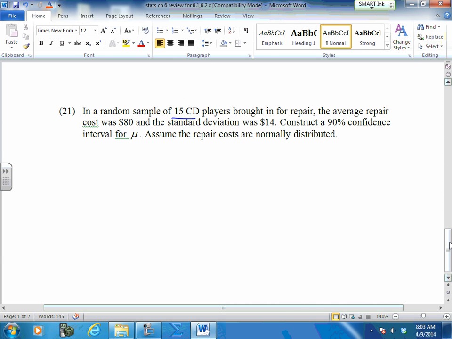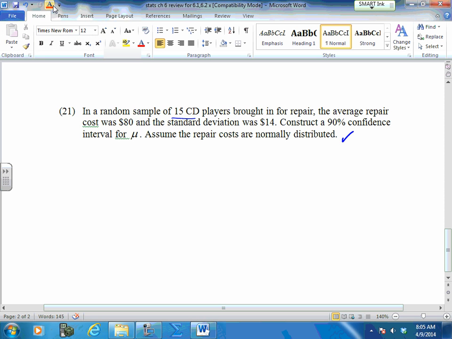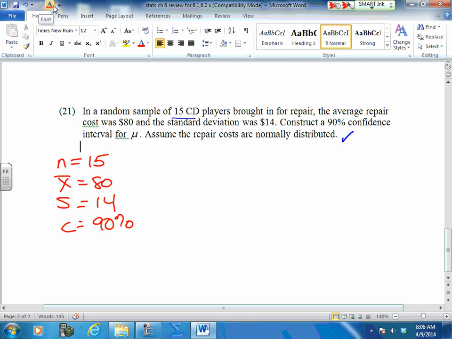And the last one, you guys try this. Do this first. Number 15. What's the average repair cost? For our sample, 80. What's your sample standard deviation? 14. We want to be 90% confident. So are we going to use a Z or a T? T, because they don't give you the population standard deviation and we're less than 30. So we're using a T-score.